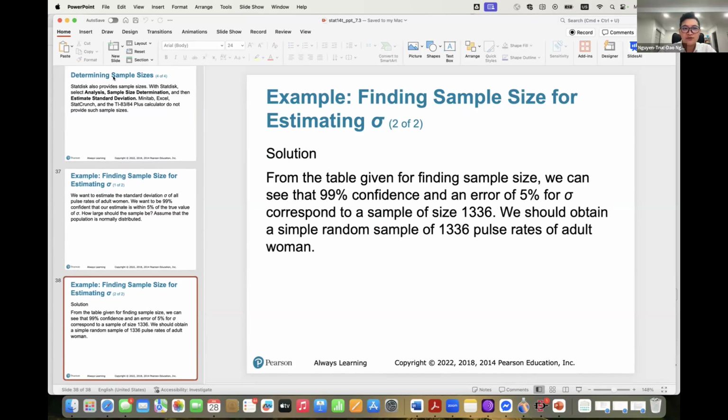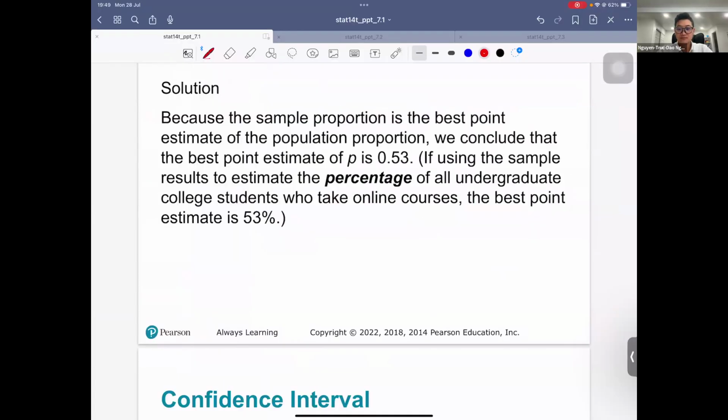So let's move to the PowerPoint of 7.2. I'm going to do 7.2 here. Okay, zoom in.